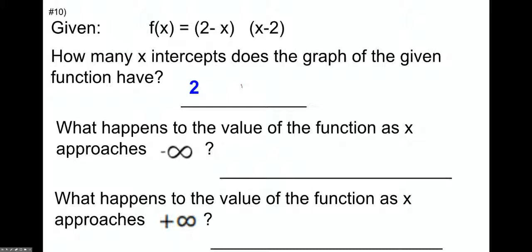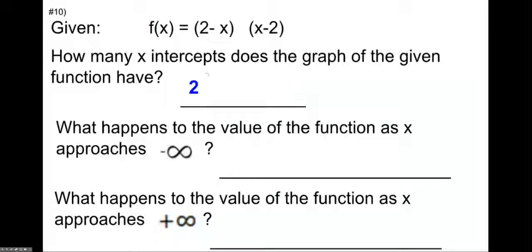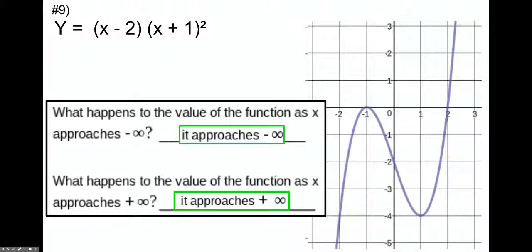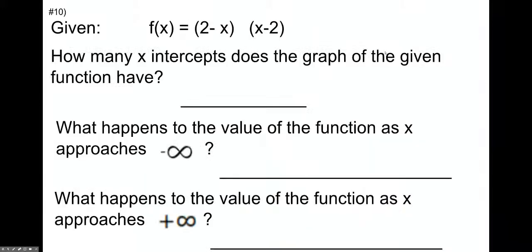How many x-intercepts does this graph have? I'm sorry, I put 2 as the answer. I'm going to go ahead and pause this video and change that because the answer is really 1. Sorry about that. Okay, so how many x-intercepts does this graph have? It has 2 answers, but it's the same answer, so it's really 1 x-intercept. Sorry about that. What happens to the value of the function as x approaches negative infinity?